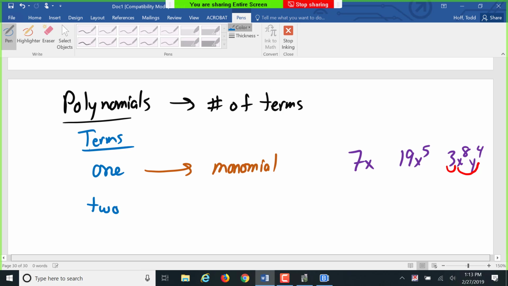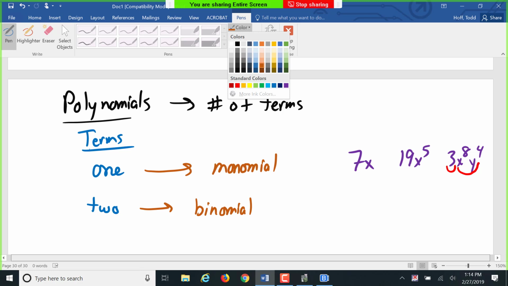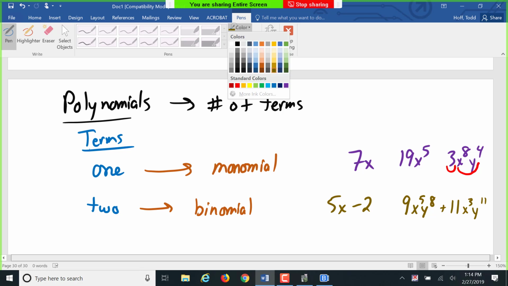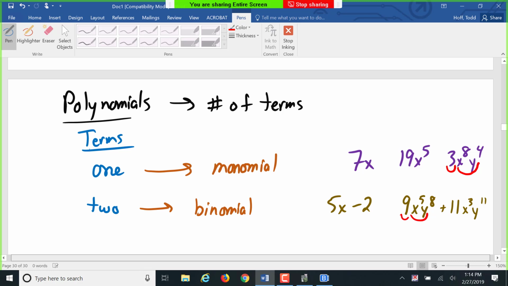If there are 2 terms, it is called a binomial. So examples of that might look like 5x minus 2 could be a binomial. 9x to the 5th, y to the 8th, plus 11x to the 3rd, y to the 11th. That's a binomial. Each of them has 2 complete terms. 2 sets of a count and its names.